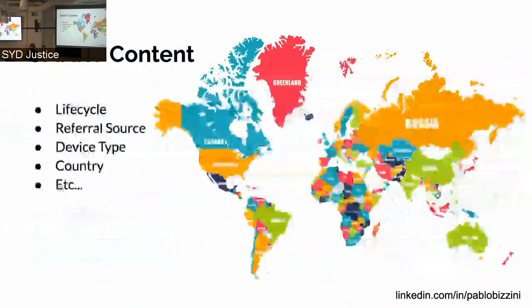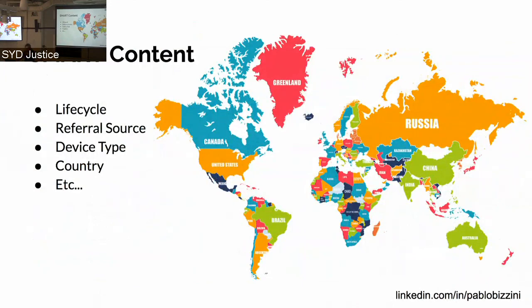And the last thing, smart content: for example, if you have people from the US or Australia, you can just include their country inside the text. That will improve the conversion as well.